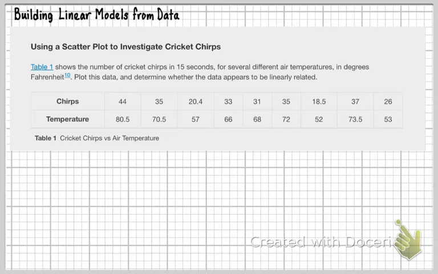Okay, so we got the chirps up top and the temperatures down below. So we're going to call this our X and this our Y. And essentially, we're just going to plug this data in our calculators, and it's going to do all the work for us. So that's the idea for these. So first things first, break out your calculators.